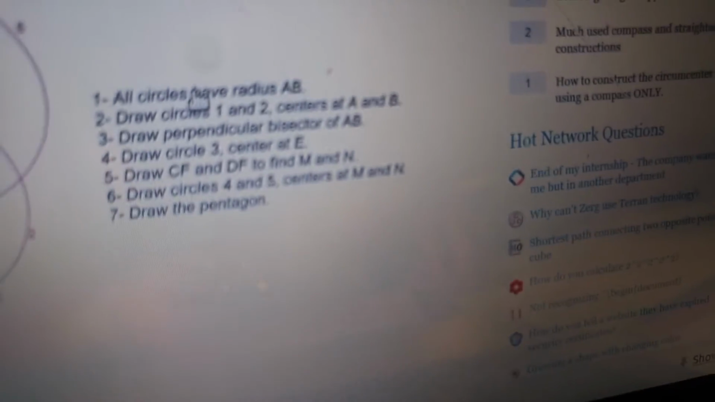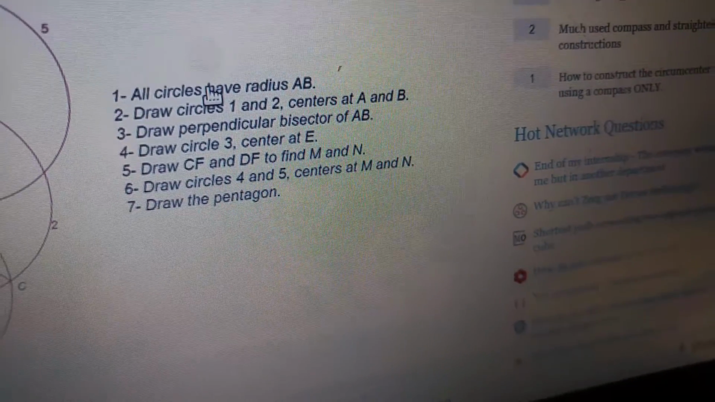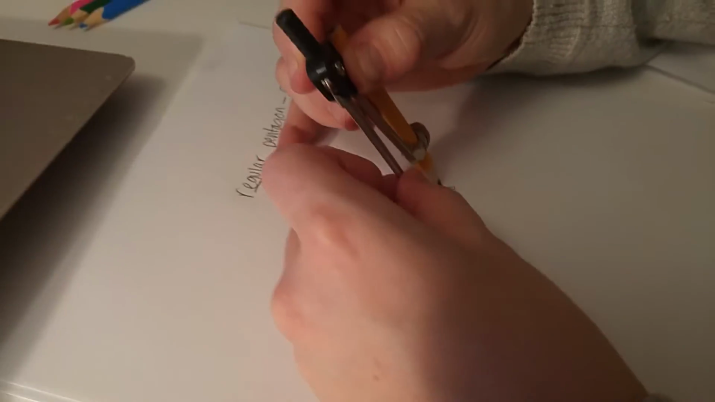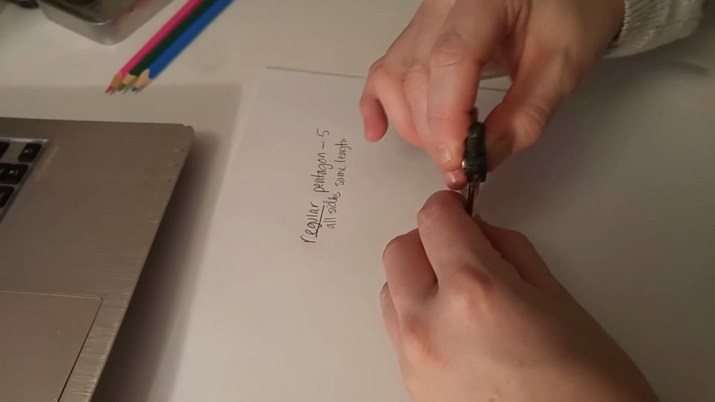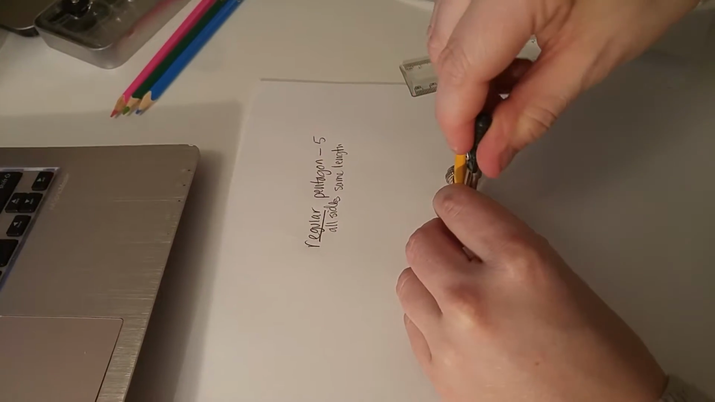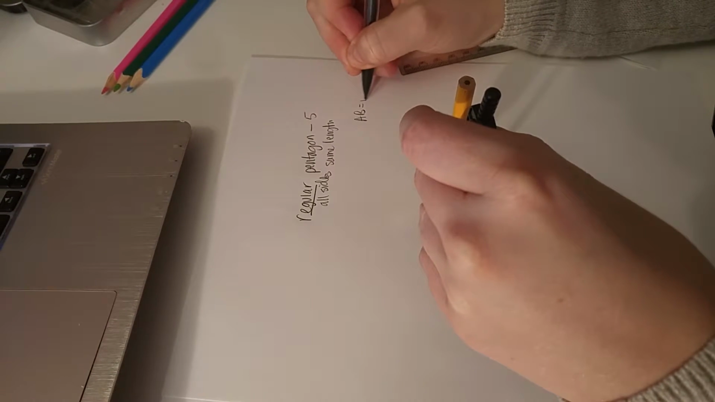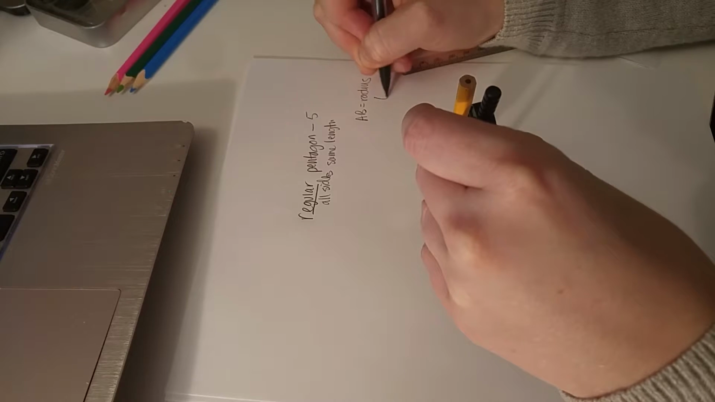So what I've done is I've drawn a line segment first with the points A and B, and this is set to the distance of my compass. So that's going to be the radius of all the circles I draw. So AB equals the radius of every circle I draw, or R.